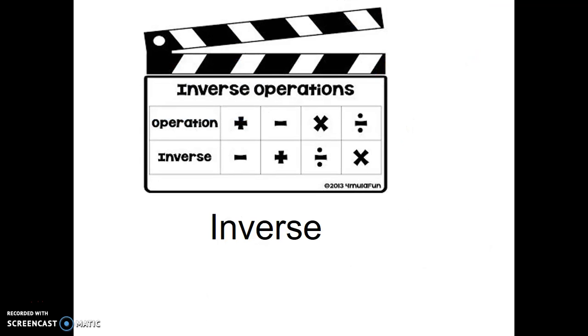The inverse operation is the one that will undo what is being done to the variable. So for example, if we were adding in the problem, the inverse of adding would be subtraction, the inverse of subtraction would be adding, the inverse of multiplication would be division, and the inverse of division would be multiplication. So it's really just the opposite of the two.